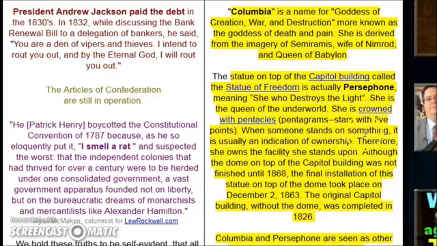So it goes on to say, when someone stands on something, it is usually an indication of ownership. This is also why when you go into court, they say, "Do you understand? Do you stand under your fictitious name?" Therefore, she owns the facility she stands on, although the dome on top of the Capitol building was not finished until 1868. Columbia and Persephone are seen in other statues around the world.